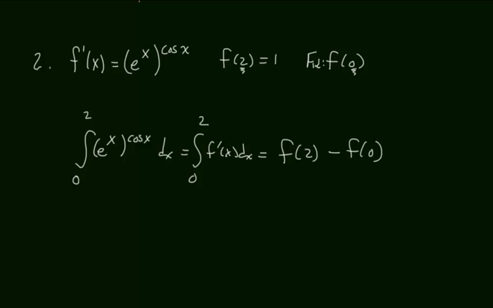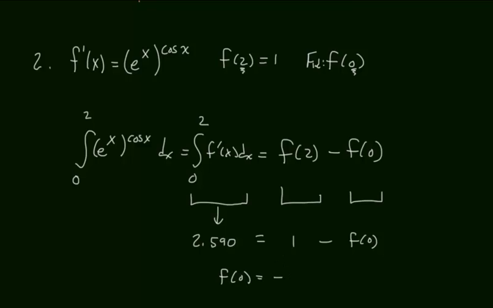We do this on the calculator here, and we get 2.590 to 3 decimal places. F of 2 is given to be 1, minus f of 0 is the thing we want to find. We do our algebra, and f of 0 equals negative 1.590. The end.